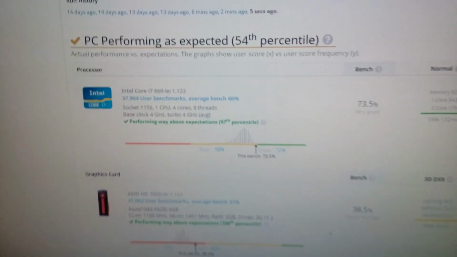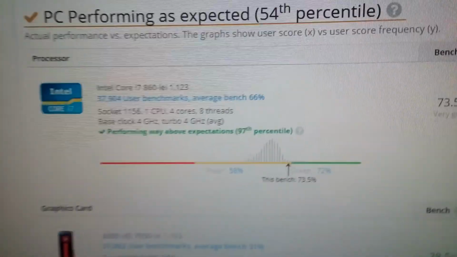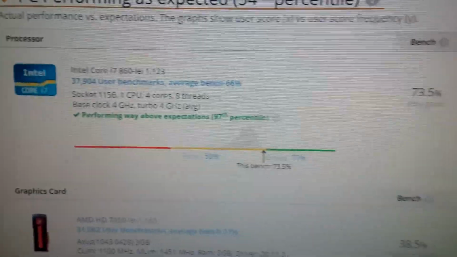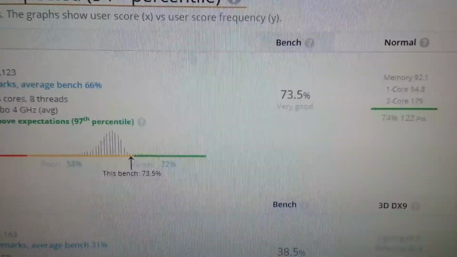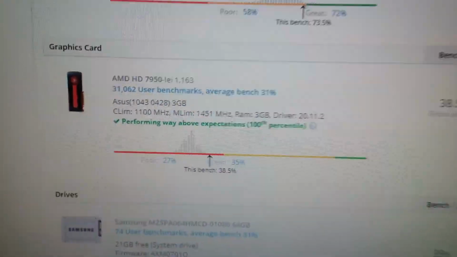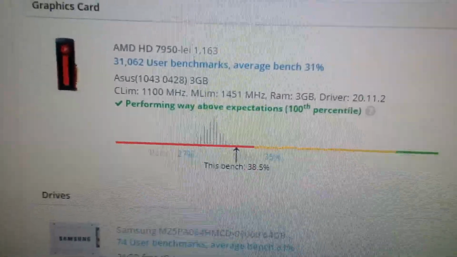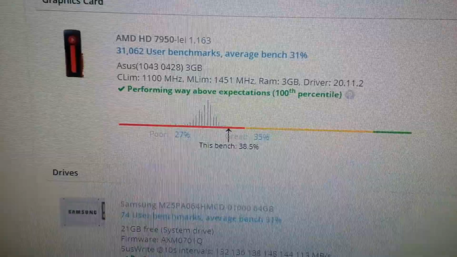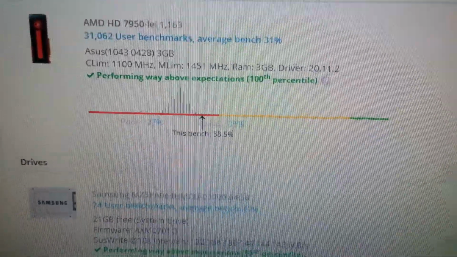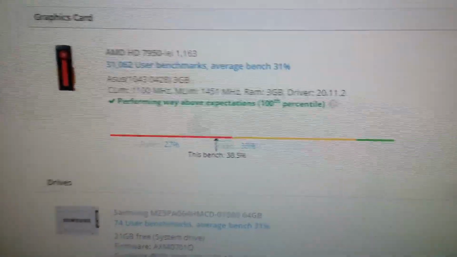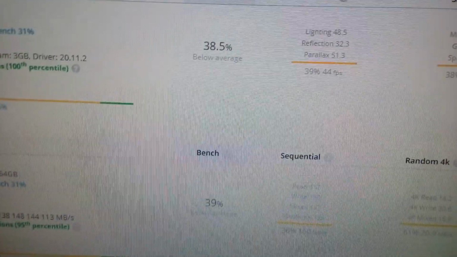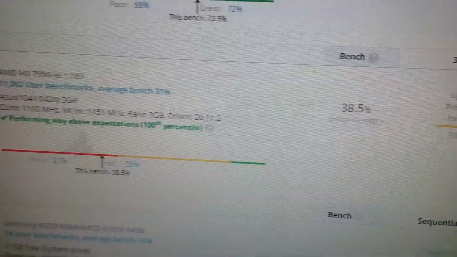Of course, it's very low compared to what is existing on the market right now. The RTX ones and the AMD ones are way faster than what I have right here. And right now, the CPU is performing way above the expectation, with the score of 73.5%, which is very good. For the graphics card, of course, if I increase the frequency, it will give me higher points. The score is at 1100 by 1451 megahertz for the memory, and 38.5% is below average, so it's not enough.